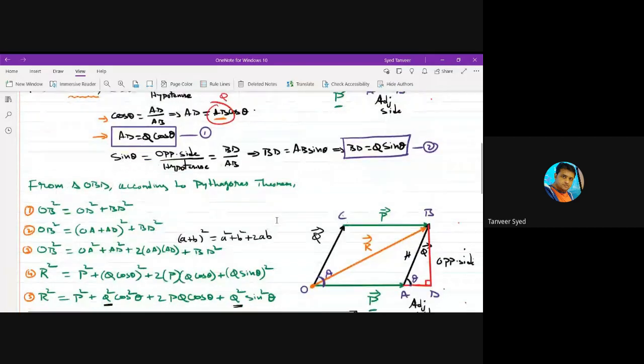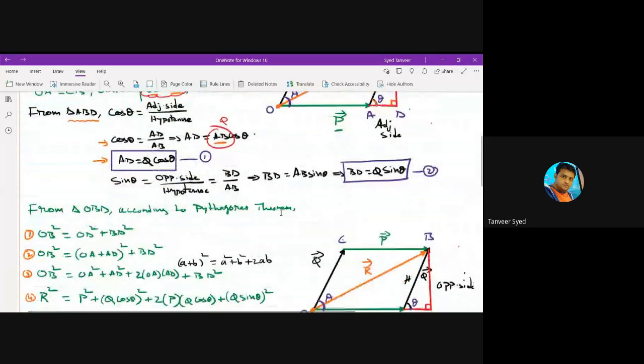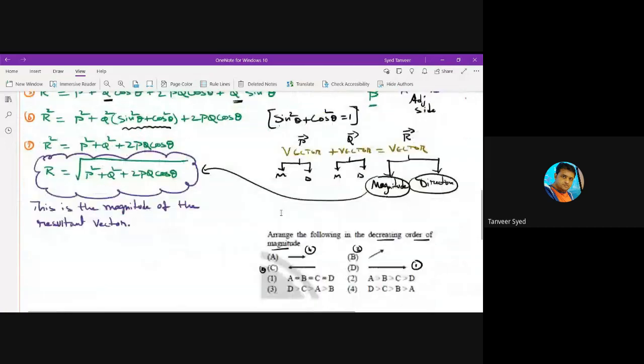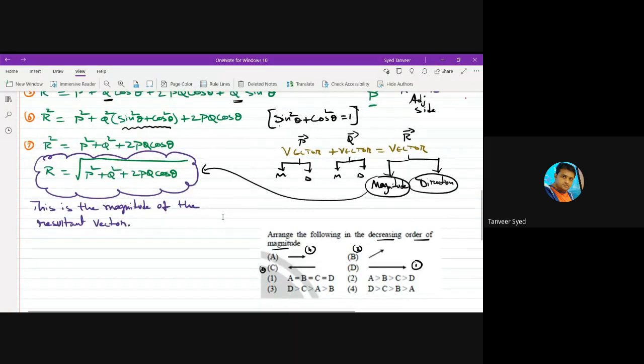So we had this derivation, how you derive this parallelogram law, and the final result that we got was this: R is equal to root of P square plus Q square plus 2PQ cos theta. Remember, we are given two vectors and the angle between the two vectors, P, Q, and theta. Then the resultant is this: R equal to root of P square plus Q square plus 2PQ cos theta. This is the magnitude of the resultant.